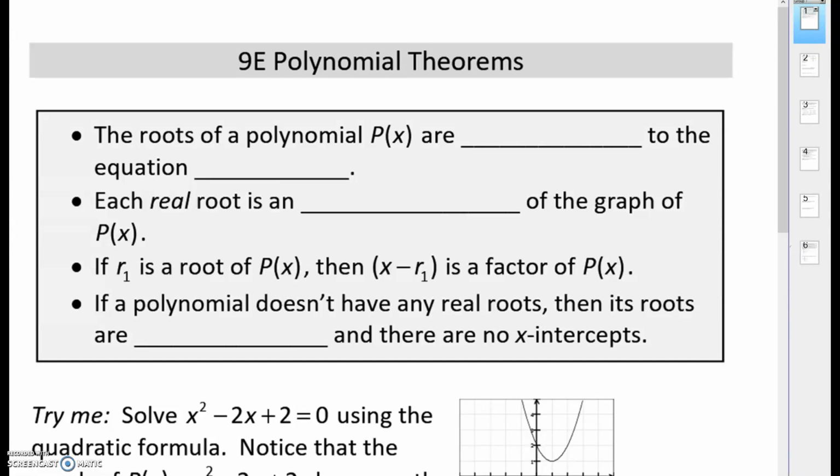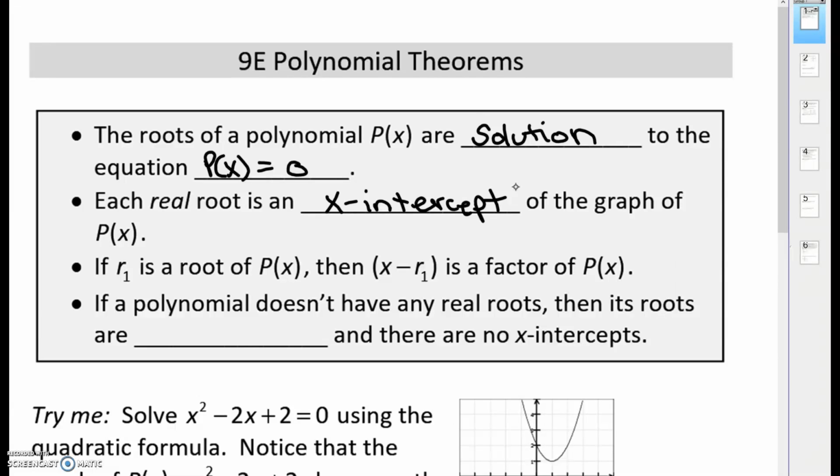We already know a lot about polynomials and their solutions, but just to remind you, the roots of a polynomial P of x are solutions to the equation P of x equals 0. So what are my x values when y is 0? Each real root is actually an x-intercept of the graph of P of x.